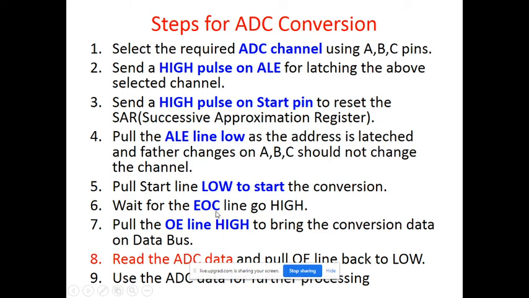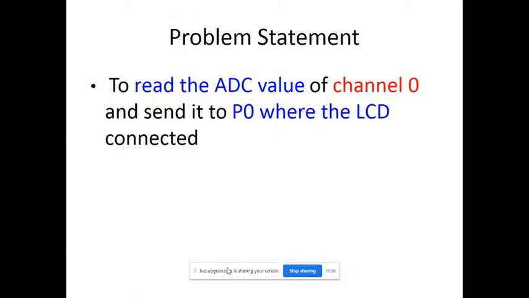Then we wait for EOC till conversion is over, and when conversion is over, EOC will be active, means it becomes low, and at that instant we activate the OE pin to read the data through the data bus. Then read the ADC data and pull OE back to the low position, means it is ready for the next action, and read that data for next processing.